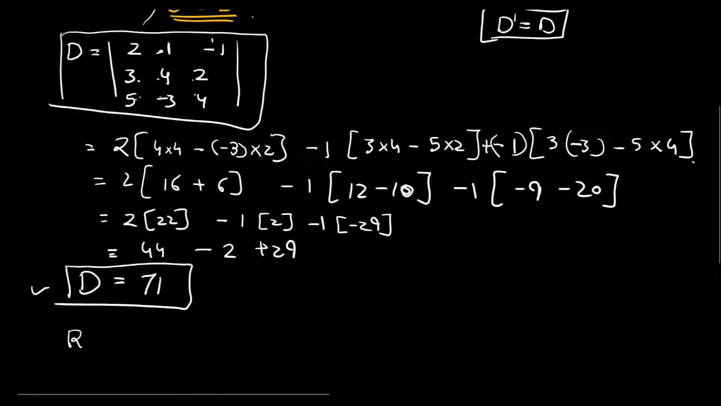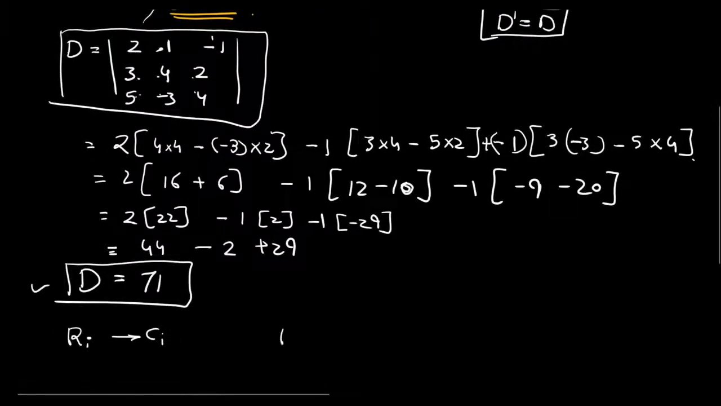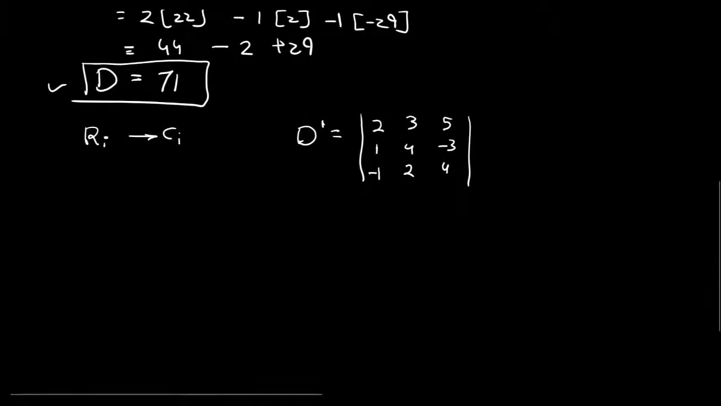Now let us perform an operation Ri to Ci. So our determinant D will become what? All the rows of the determinant will be converted into columns. So what are the rows of the determinant? 2 1 minus 1. So we write it like that, the row will become a column. The second row, that is 3 4 2, will become the second column, and the third row will become the third column. Now let us find the value for this determinant as well and see whether it is equal to this one or not.